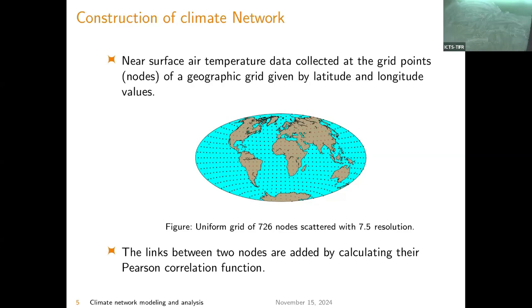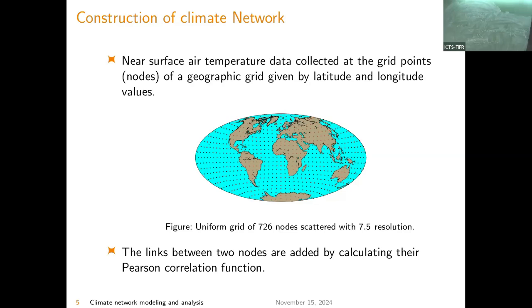So for El Nino, we have considered 7.5 degrees of resolution, which is nothing but 830 kilometers. And we have taken the data of sea surface temperature, near air surface temperature at 1000 hectopascal height at each grid point. Now we have a grid.